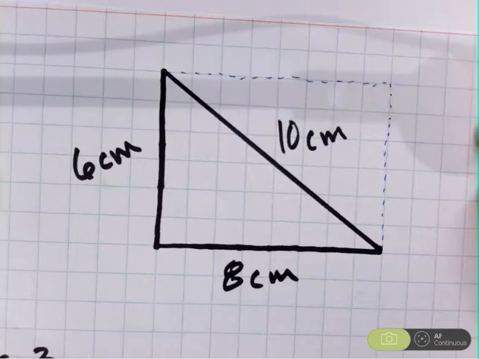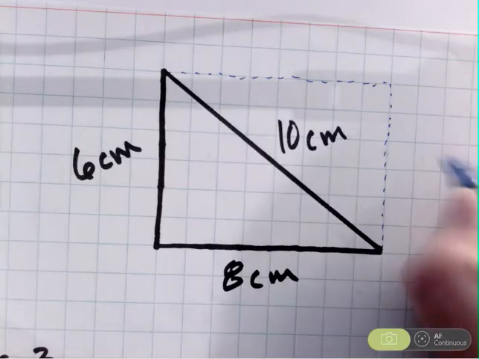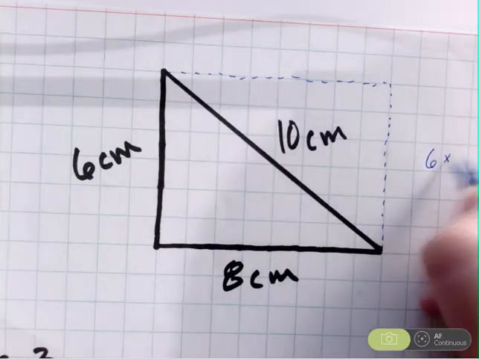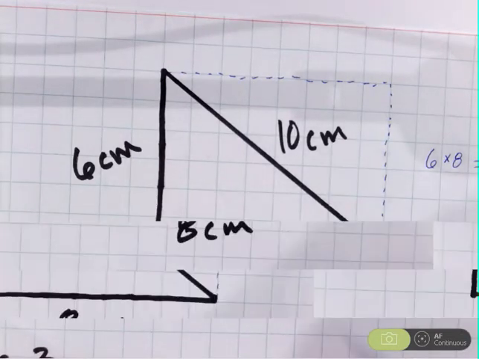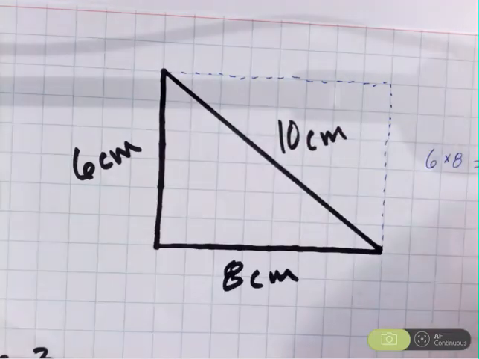But I have to cut that total area in half to get the area of my triangle. So basically, if I did 6 multiplied by 8, I would get 48 for the whole rectangle. And then I'd have to take half of that. So 48 divided by 2 is going to be 24.